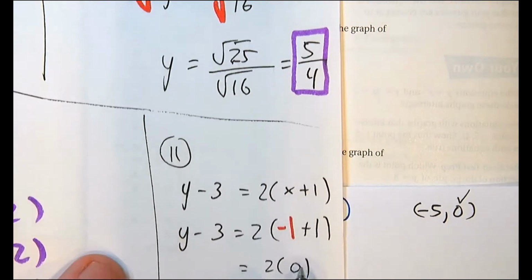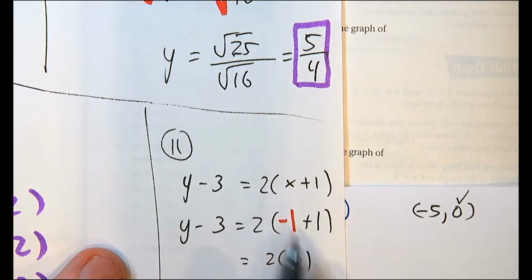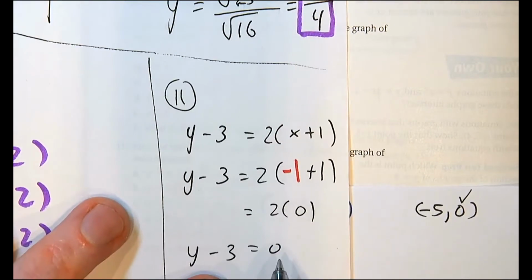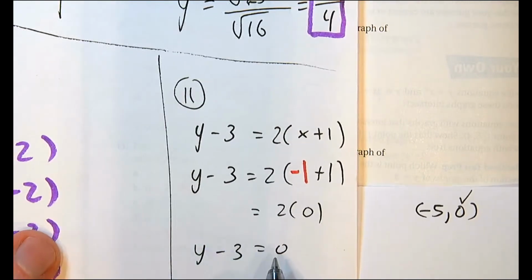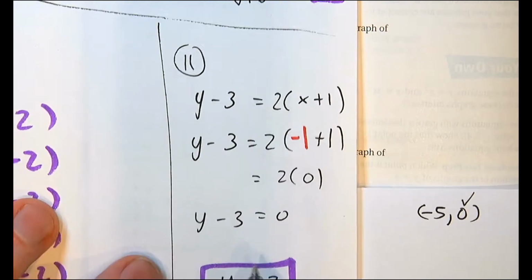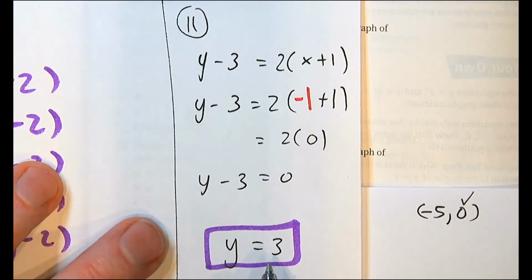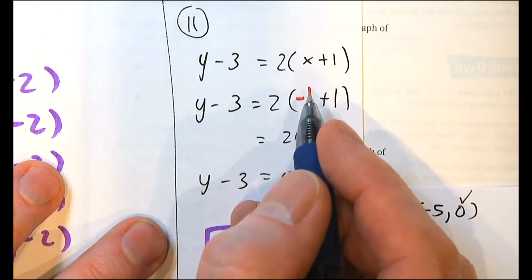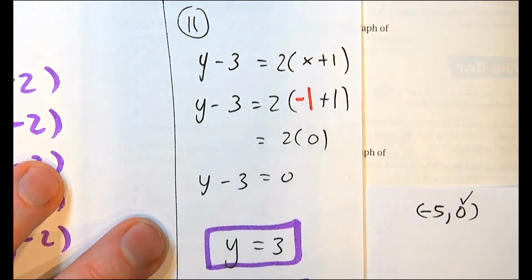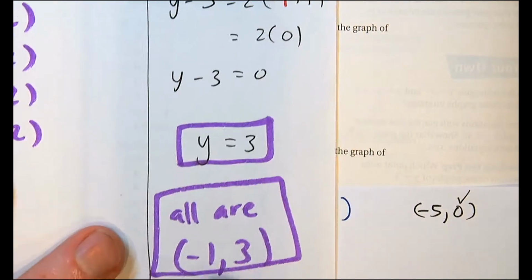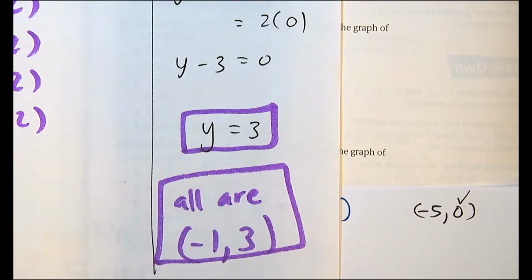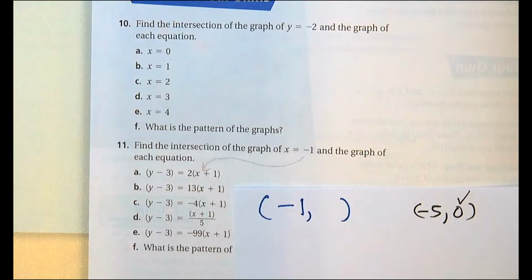-1 plus 1 is 0. 0 times 2 is 0. What minus 3 is 0? 3. Oh, so x must be -1 and y is 3. So in fact, they were all -1, 3. Every one of those was -1, 3. Okay, so kind of tricky, sometimes confusing.